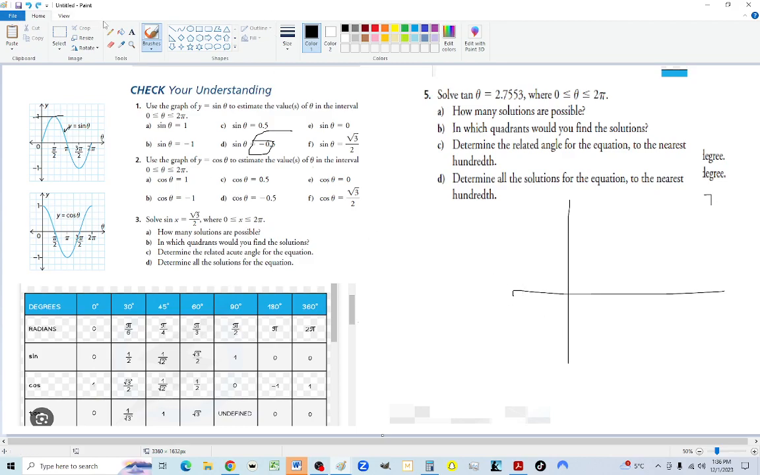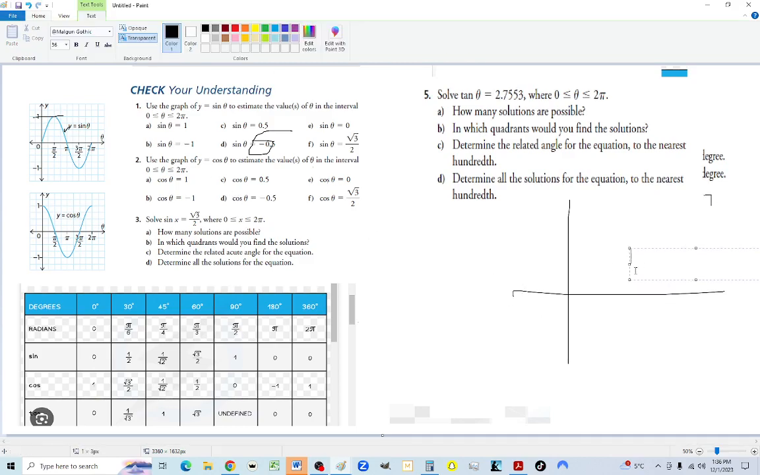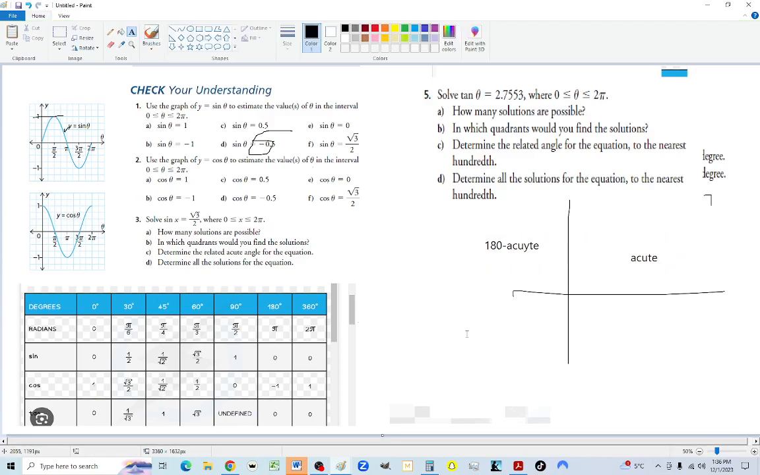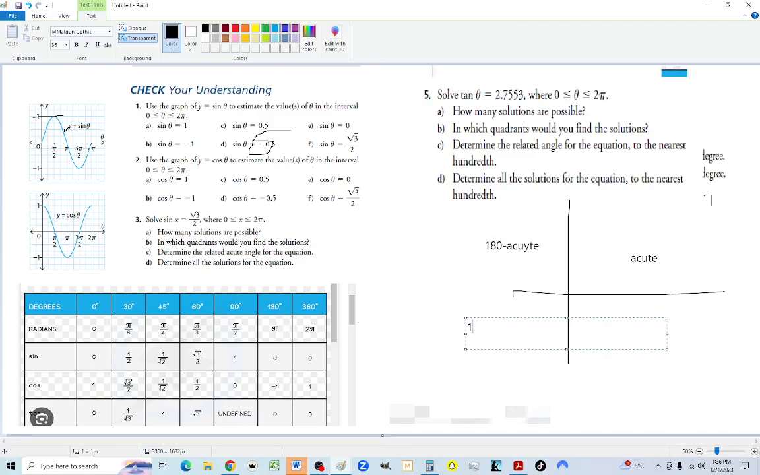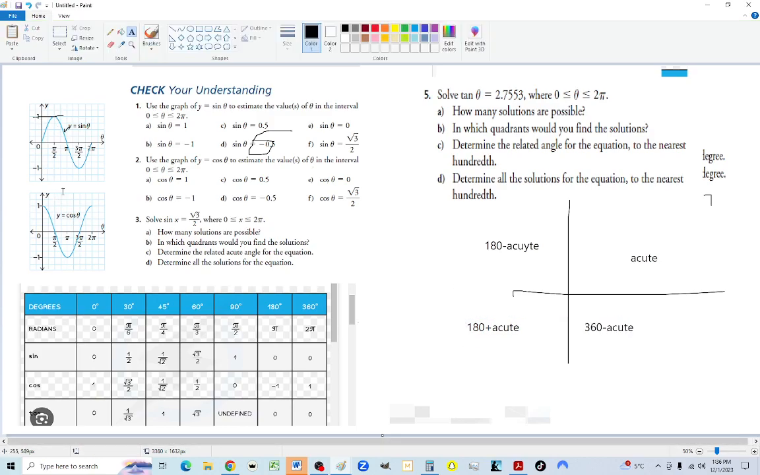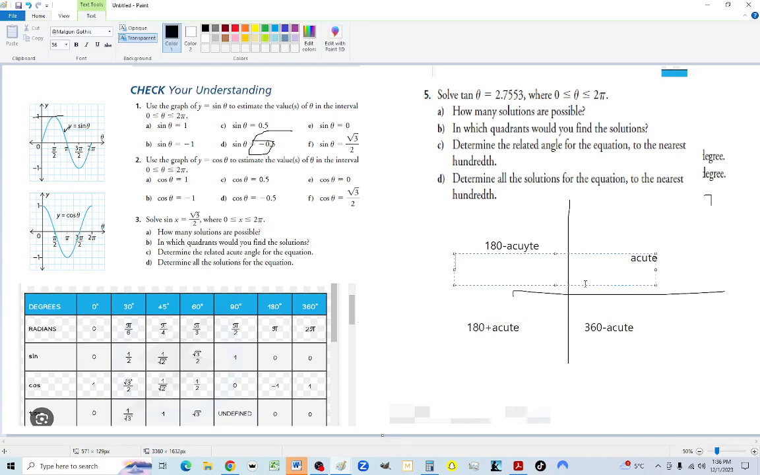All the quadrants work like this. This quadrant has the acute angle. This quadrant has 180 minus the acute angle. This quadrant has 180 plus the acute angle. And this last quadrant has 360 minus the acute angle. Now just convert that to radians. So obviously for this it's pi, and this one's 2 pi.